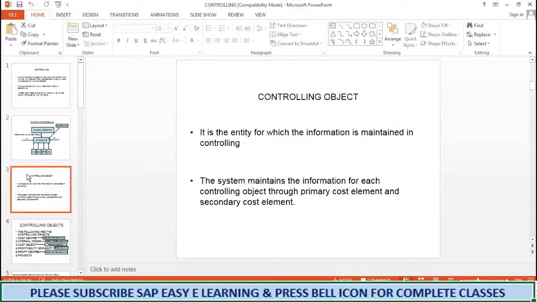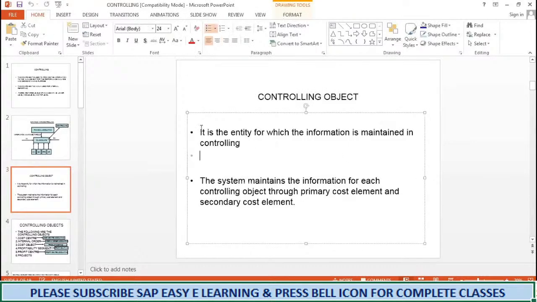Now, here we have to understand one concept which is called controlling object. Controlling object is the entity for which information is maintained in controlling. If you remember, in FI we posted expenses and revenues for each GL account in the general ledger accounting. In accounts payable, we posted purchase invoices, part payments, full payments, then advance payments, etc., with reference to the vendor master record. Then in accounts receivable, we processed all the business transactions with reference to the customer master record, right?